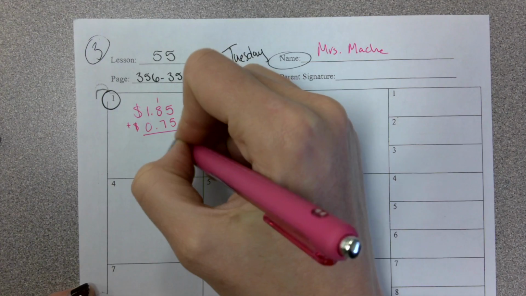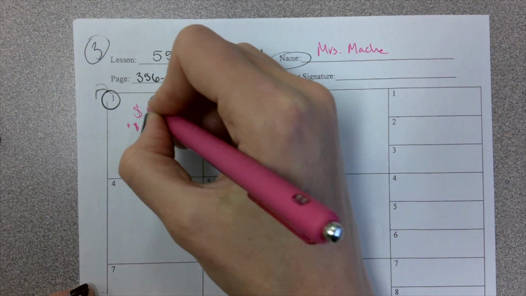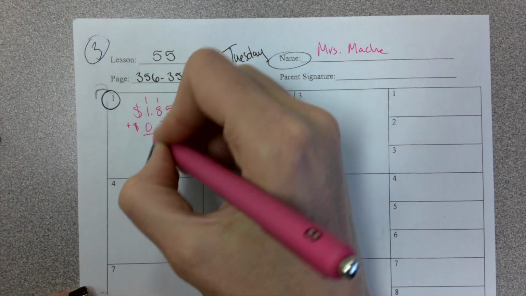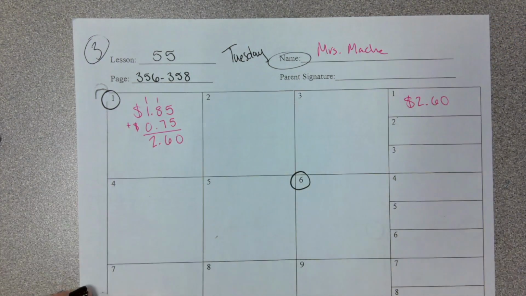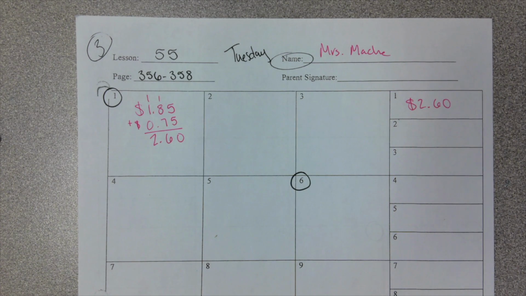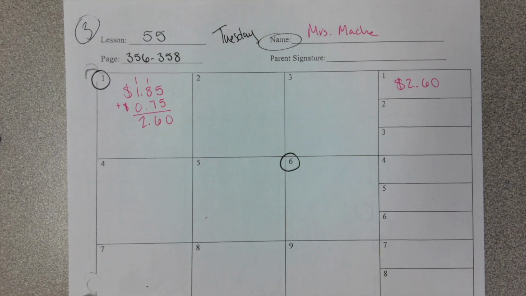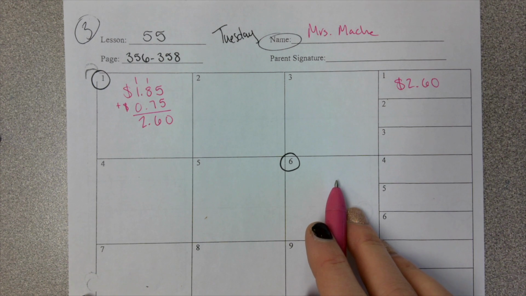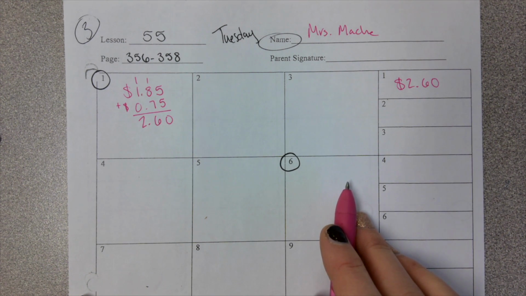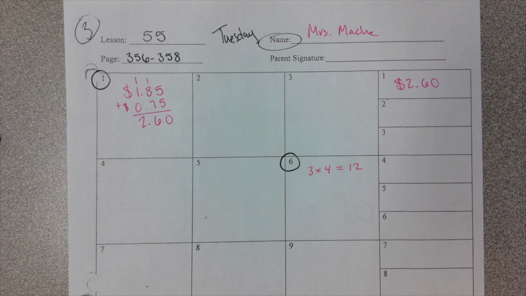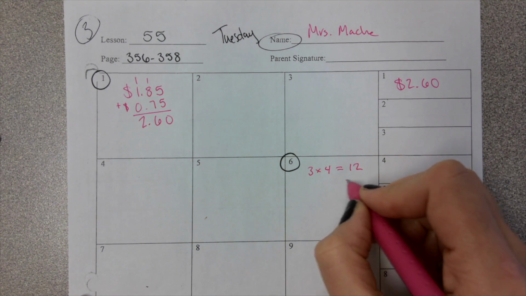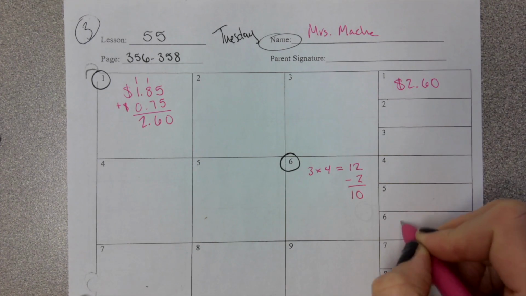5 plus 5 is 10. 1 plus 8 is 9. Plus 7 more is 16. 1 plus 1 is 2. $2.60. Number 6 says, Fadila found the third multiple of 4. Third multiple of 4, 3 times 4 equals 12. Then she subtracted 2 from this number. What was her answer? Minus 2 gives me 10.